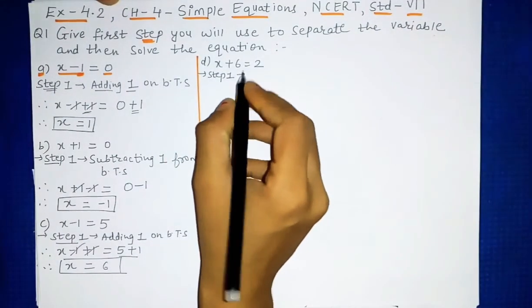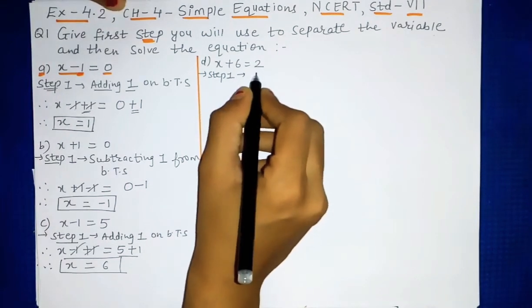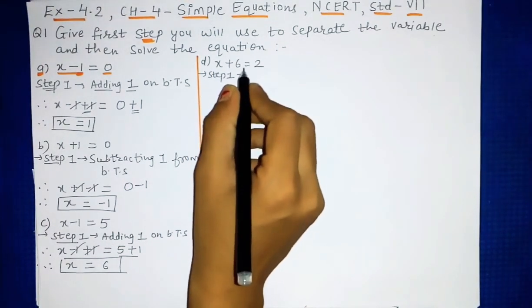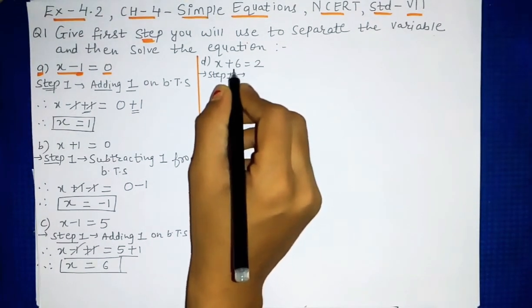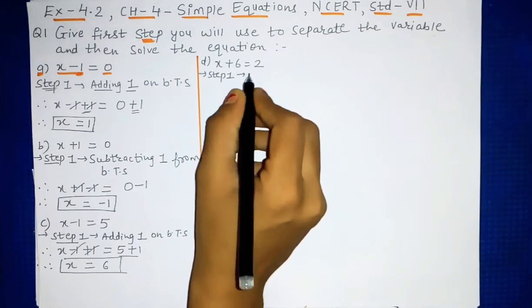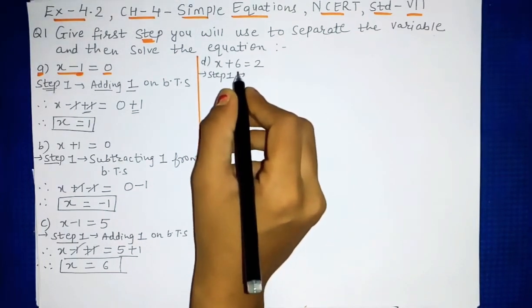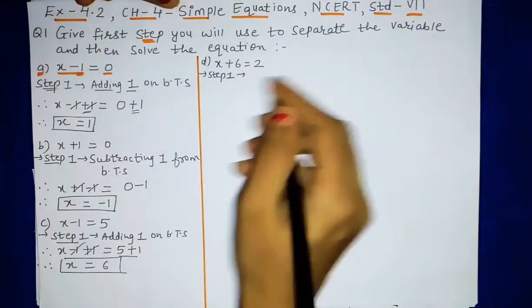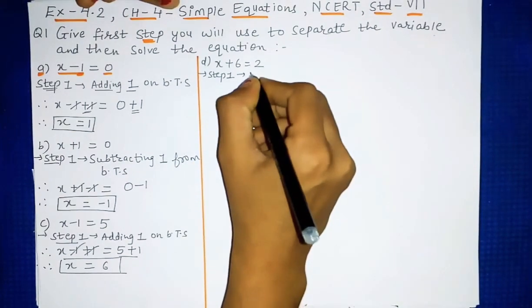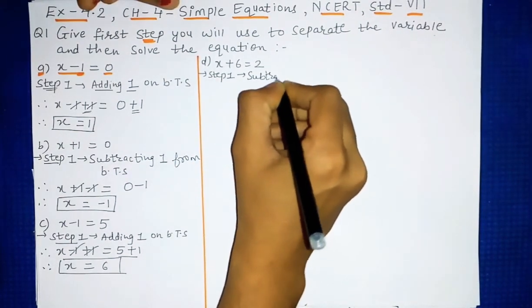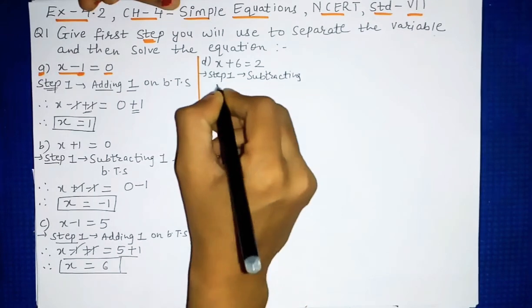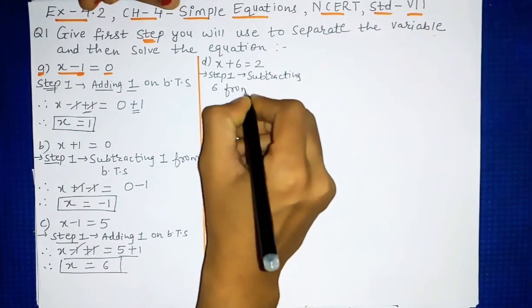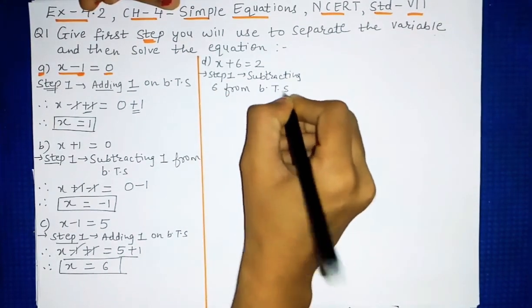This is fourth question. X plus 6 equal to 2. Now x plus 6 is given. तो ये +6 remove करना है. We will remove +6. So now what we will do? We have to do opposite. What is opposite of +6? It is -6. So our step will be subtracting 6 from both the sides.